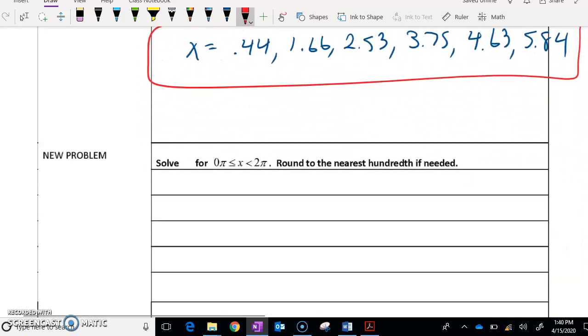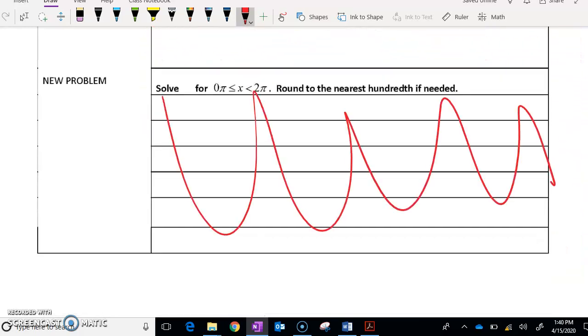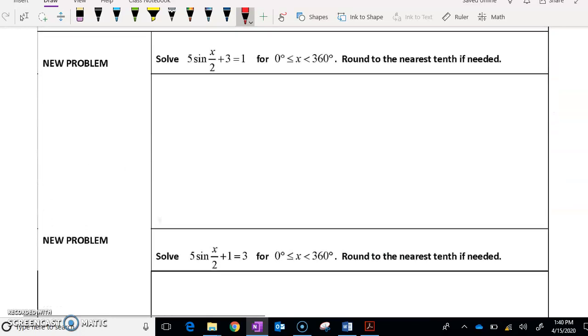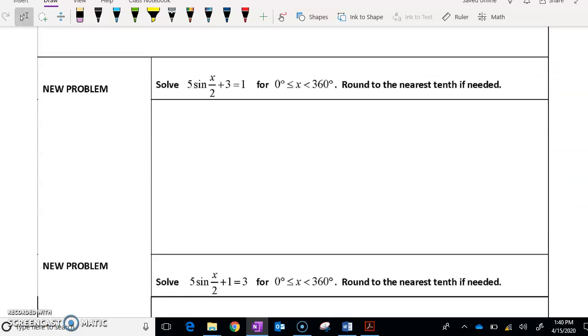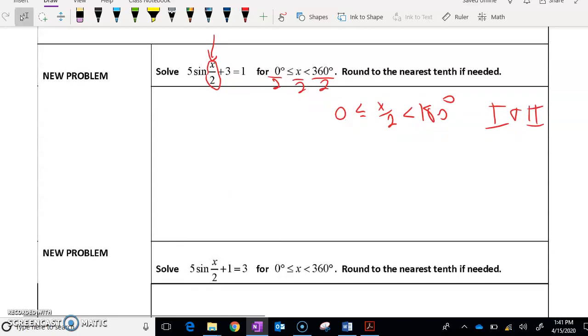Okay, so we are going to start a brand new problem. This you can just cross out. We're going to start a brand new problem here. So the first thing that I want you to notice is that instead of saying 2x, I'm saying x divided by 2. So instead of multiplying everything by 2, I'm going to divide everything by 2. So I have 0, x divided by 2, and then 150. So think about that. I'm just talking about quadrants 1 and 2. So let's go ahead and get the x over 2 by itself.